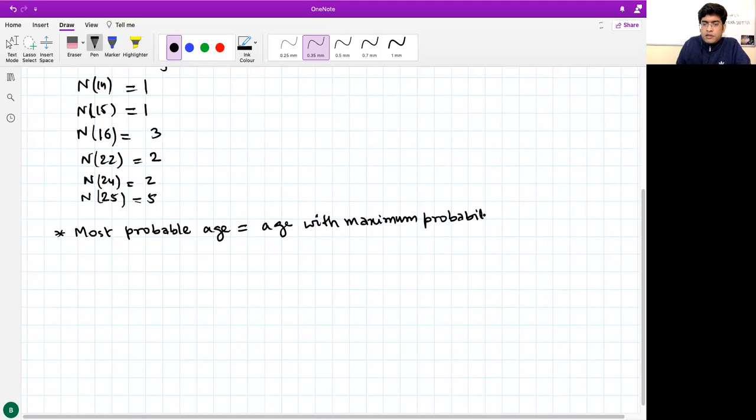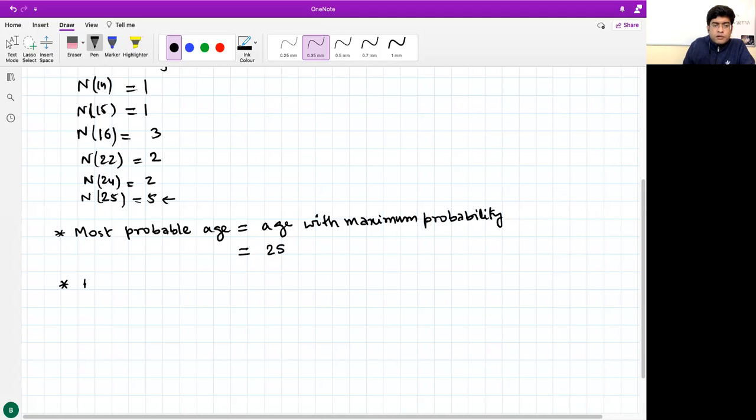This is very important, you'll be asked in some questions, in quantum mechanics also, what is the most probable value of some quantity. In that case you have to find the quantity with the maximum probability. In this case this has the maximum occurrence, so this will have the maximum probability. So 25 is the most probable age.